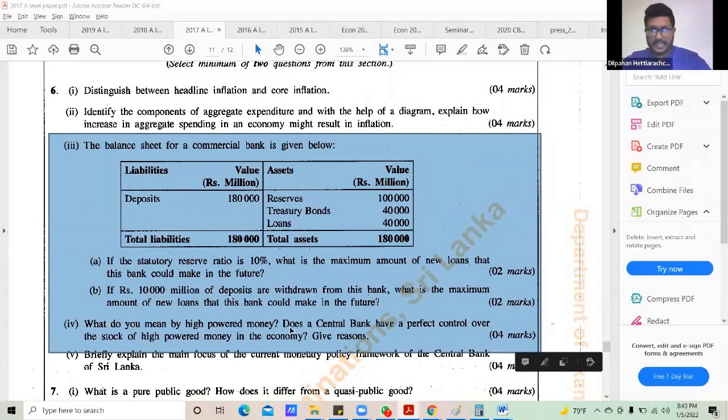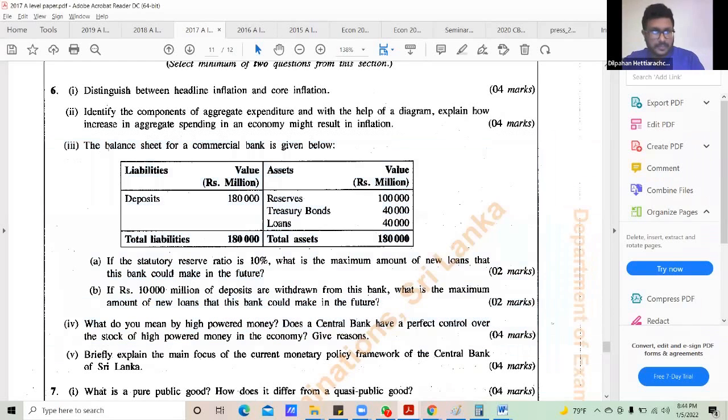A balance sheet normally consists of two sides. So here also you can see two sides. One, the left side, represented by the liabilities of the commercial bank. So this is a commercial bank's balance sheet. Look at this, the balance sheet for a commercial bank. So we are talking about one bank. This can be Sampath Bank Nugegoda, Sampath Bank Maharagama, HNB Nugegoda, whatever bank, right? So in this bank, the balance sheet is as follows.